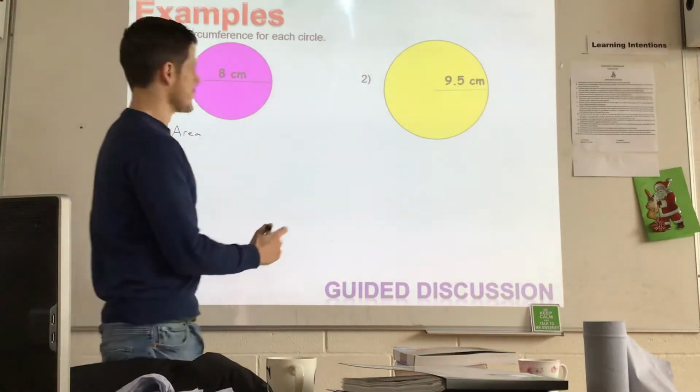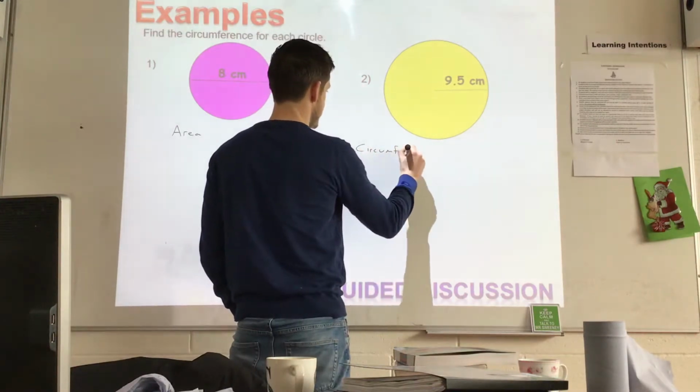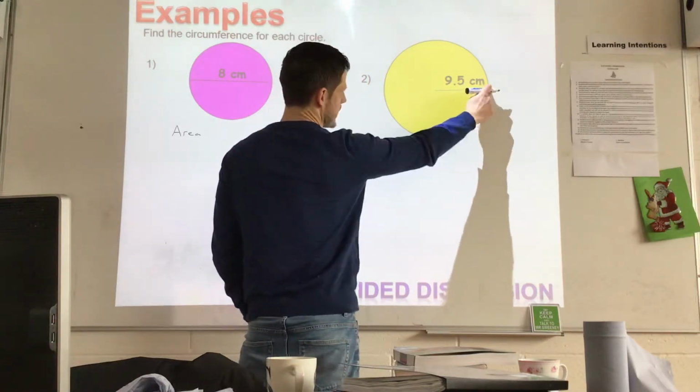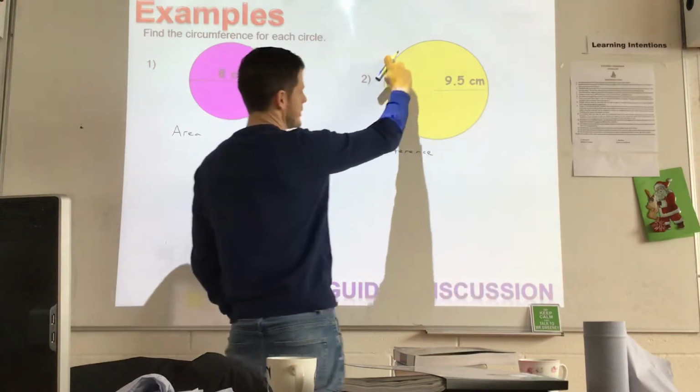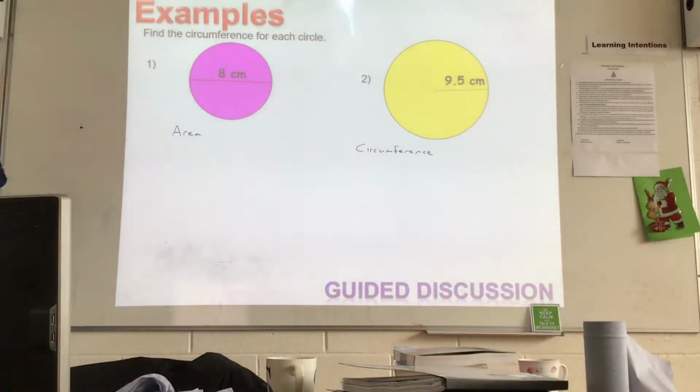And then for this one here, we're going to find out the circumference. And the circumference is basically the perimeter. So if we were to pick a point like there and walk around, that would be the circumference of the circle. These formulas are given to you during your exam.